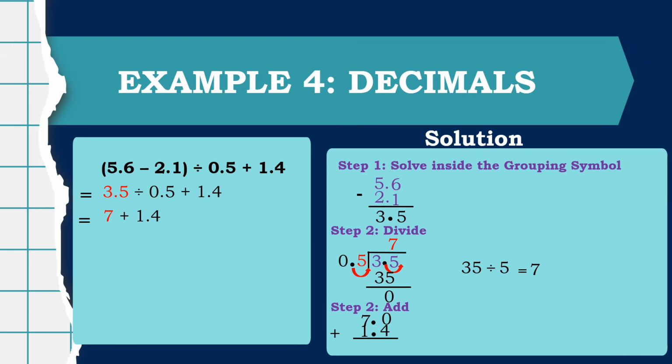So we can add a decimal point and 0 to our whole number 7 to have an equal length to 1 and 4/10. So 0 plus 4 is equal to 4, 7 plus 1 is equal to 8, then copy the decimal point. Our final answer is equal to 8 and 4/10.